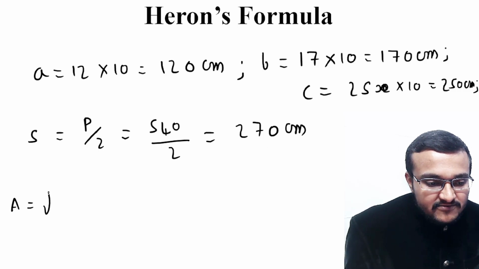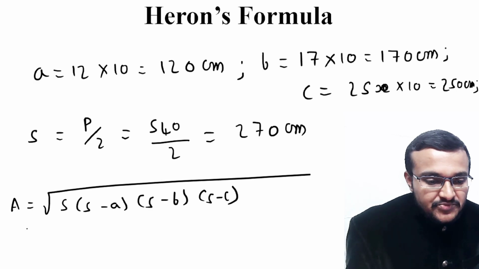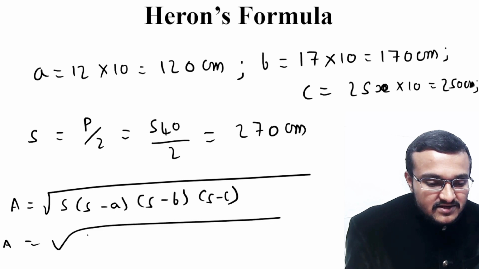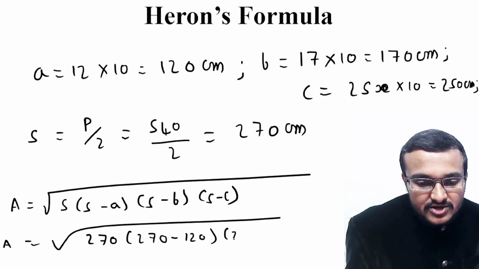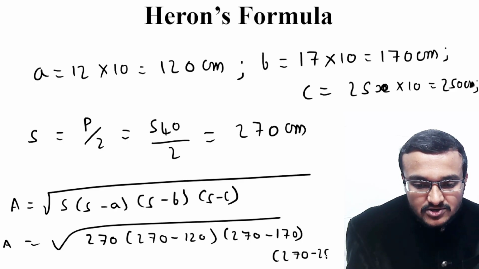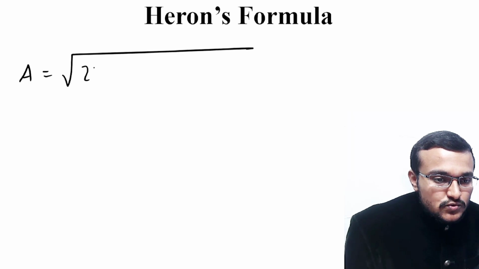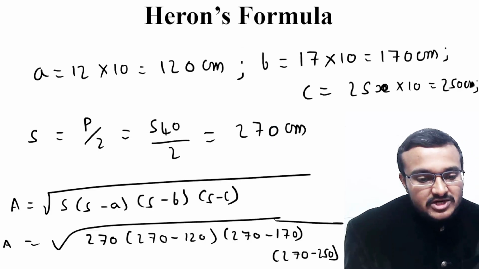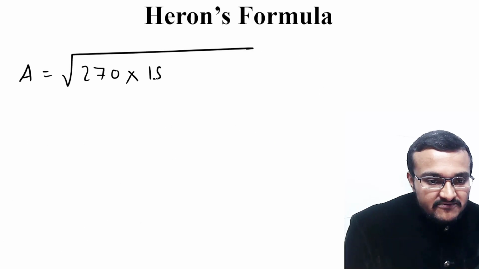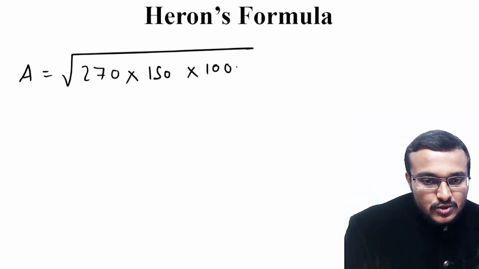So now you can find the area of this triangle, that is square root of S into S minus A into S minus B into S minus C. So area is equal to S is 270 into 270 minus 120 into 270 minus 170 into 270 minus 250. So now you can write area as 270 into 270 minus 120, which is 150, into 100, and 270 minus 250 is 20.